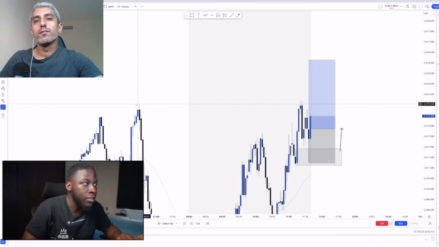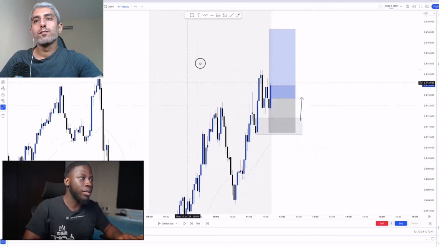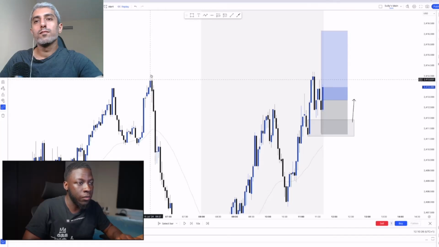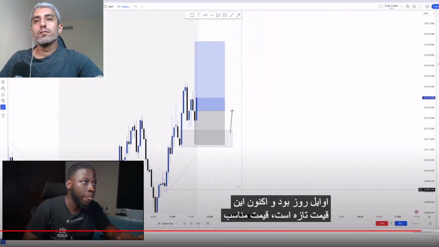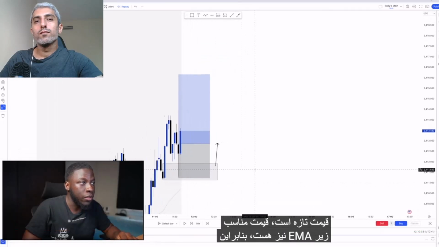We didn't close above this high, so it would have been concerning, but this isn't really too relevant for me because this was earlier in the day. And now this is fresh price action, right? Price is below EMA as well, so everything looks good at this point.